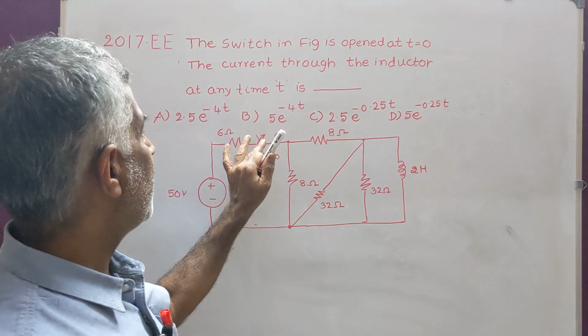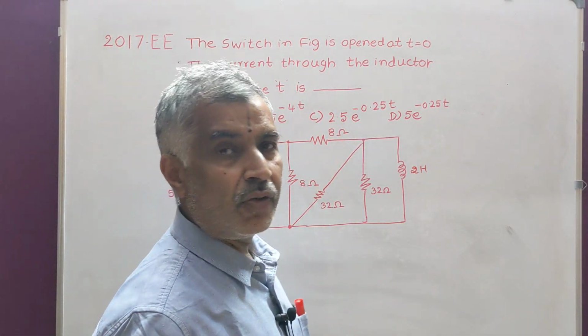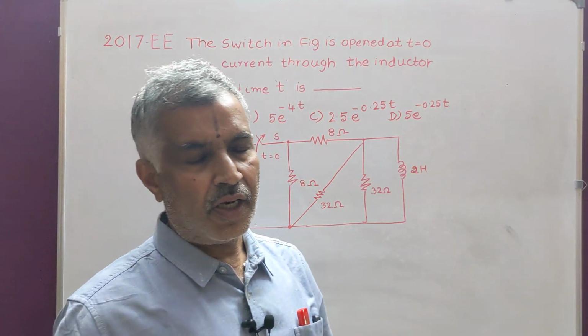Option A is 2.5 e power minus 40, B is 5 e power minus 40, C is 2.5 e power minus 0.25 t, and D option is 5 e power minus 0.25 t.